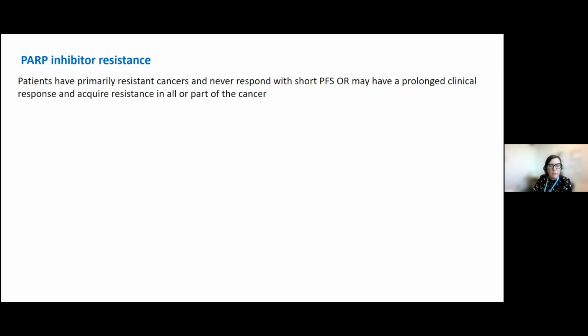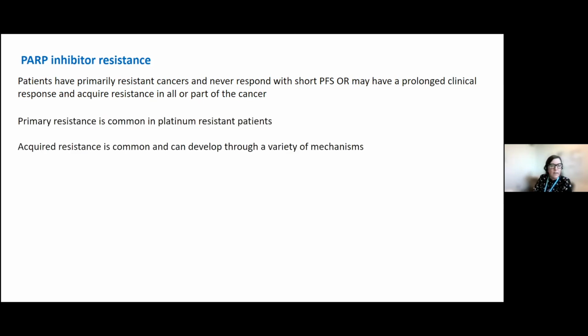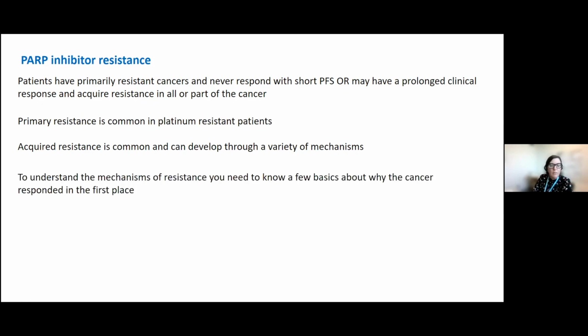But as with all great treatments, we know that resistance occurs, and it can either occur primarily, so patients don't really ever respond, or they have a very short response. And it can also occur in patients who've had a very good response and be acquired over time. And as I say, both of these mechanisms are possible. If we want to understand resistance, then we obviously need to know why patients responded in the first place.